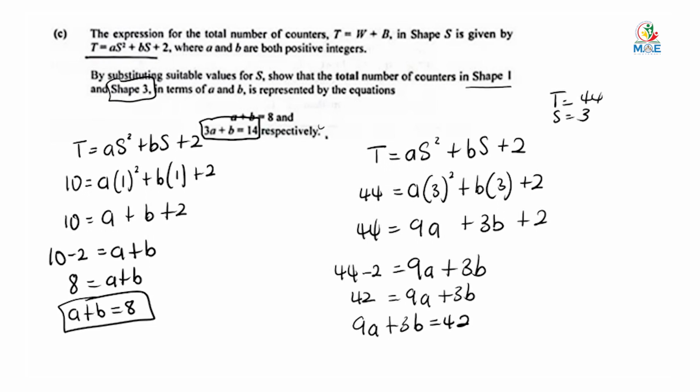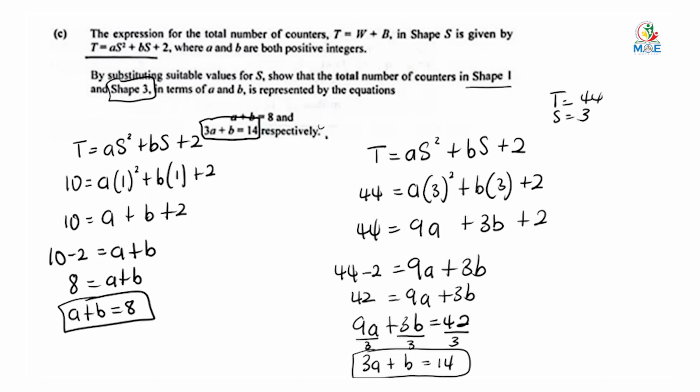But that does not look like the equation that we want. So we see all of these terms here are multiples of 3. So what I can do is divide everything in this equation by 3. So 9a divided by 3 would give me 3a, plus 3b divided by 3 would give me b. And this is equal to 42 divided by 3, which would give me 14. Hence, this is my answer for this question. And that is how I show that this here is equal to this.